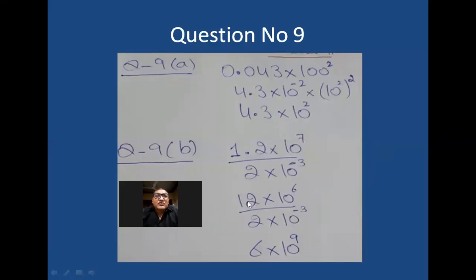Now 2 and 12 will be cancelled, it will become 6. 10 to the power 6, and this minus 3 will go upstairs and it will add up. So you will have 10 to the power 9. So the final answer is 6 expo 9. Hopefully you have understood. The only difference is here, I don't divide 1.2 by 2, but I take a 10 from here and give it to this number, and from 1.2 it will become 12, and this will be left with 10 to the power 6, and then it's easy.